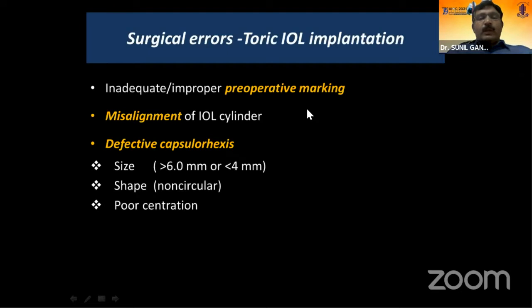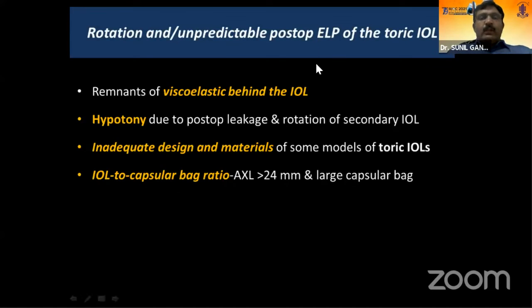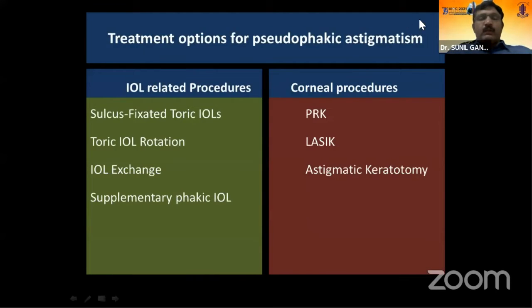Toric IOL implantation, inadequate or improper marking, all these things have been addressed by the KP. I will not go into the details of it. Even rotation can occur. KP stressed the viscoelastic. Other things one should look for are hypotony post-operatively, or leakage, which also causes rotation. Inadequate design or material of the IOL. And patient factors: especially myopes and large capsular bag patients tend to have rotation of the IOL.